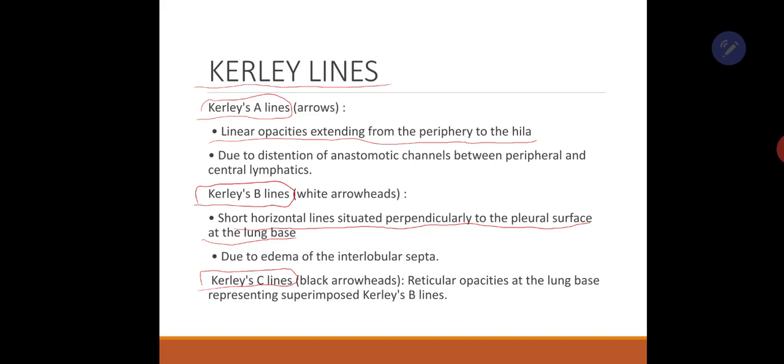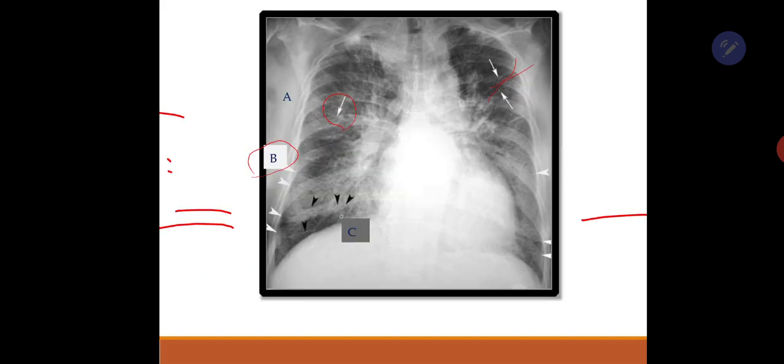So you have to look at the lung base for B lines: B for base. And A lines you have to look from the periphery to the hilum, the hilum region of the lung. So periphery to the hilum, Kerley A line, and at the base, B for base, Kerley B line. Kerley C line: black arrowheads are shown in that figure, and it is reticular opacities at the lung base representing superimposed Kerley B lines. So these are reticular opacities, and these are the Kerley C lines. Okay, I hope it is clear.